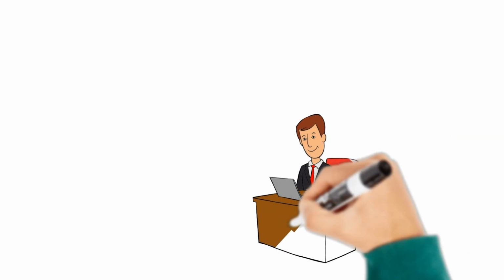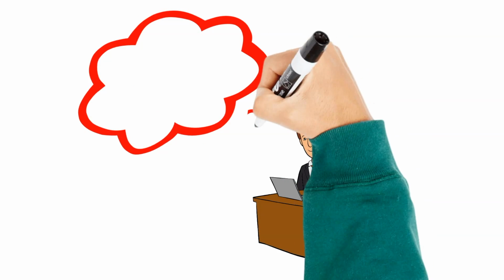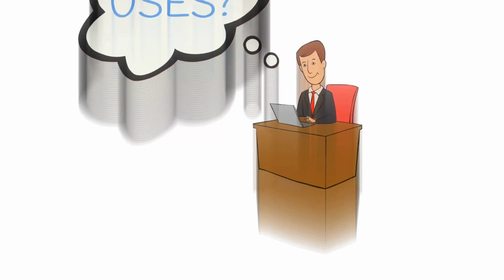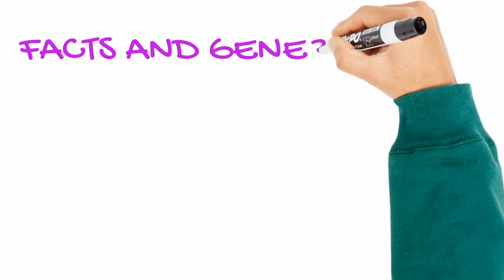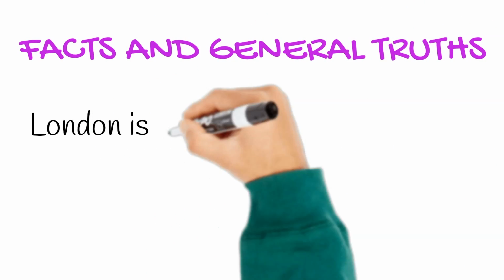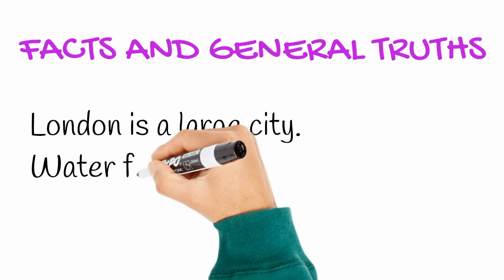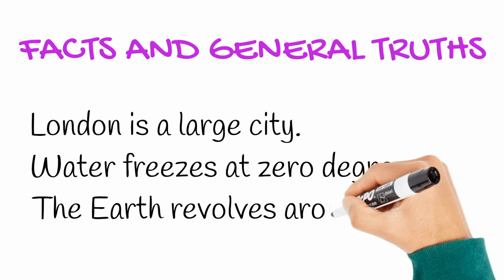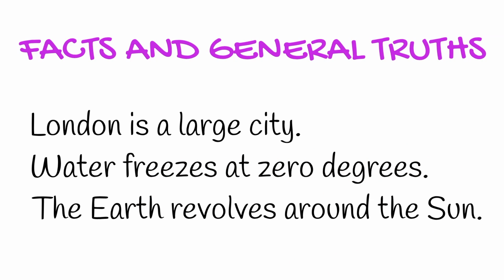There are five main uses of the present simple that we're going to speak about. Use number one is for facts and general truths. For example, London is a large city. Water freezes at 0 degrees. The earth revolves around the sun. These are things that are always true and never change. Therefore, we use the present simple tense.